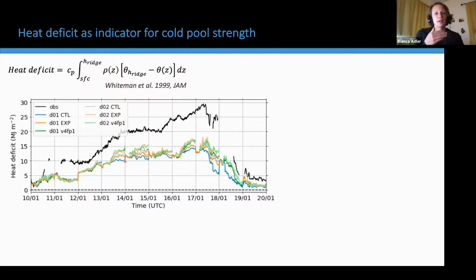However, the heat deficit is generally too low, and this is related to the differences we saw in the vertical structure of the cold pool between the observations and the models. So when we look closely at the decay here on the 17th and 18th of January, you can see that the blue line sticks out a little bit. This is the control domain 1 configuration, and it seems like in this configuration, the cold pool erodes too early.